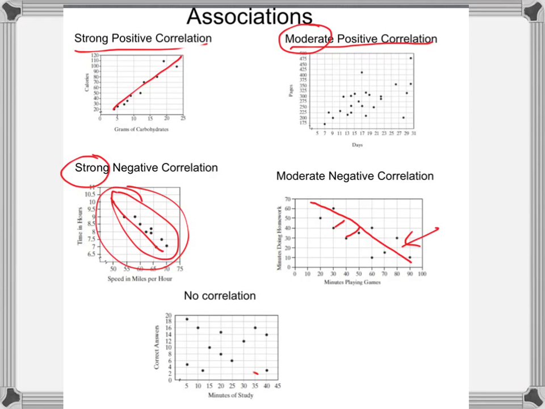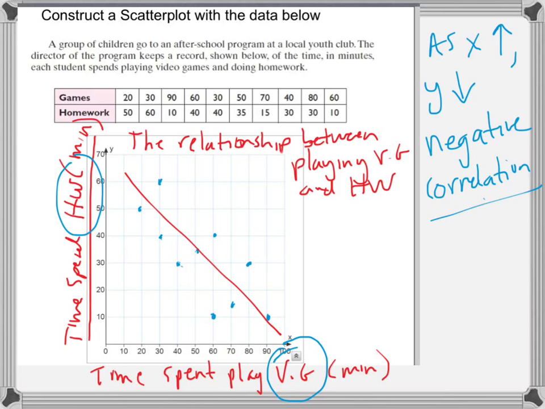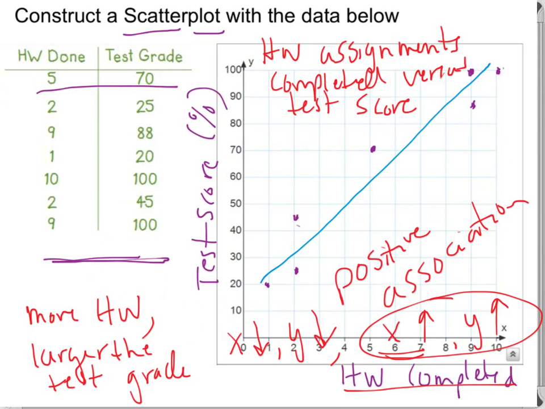Okay, and that's the end of what we did today. So remember, these associations are important to understand: positive, negative, and strong and moderate. And of course, no correlation. And so we went over one of each type. The relationship between playing video games and homework was a negative correlation. The time spent studying for a test the night before was no association. And the homework done versus test grade was a positive association.